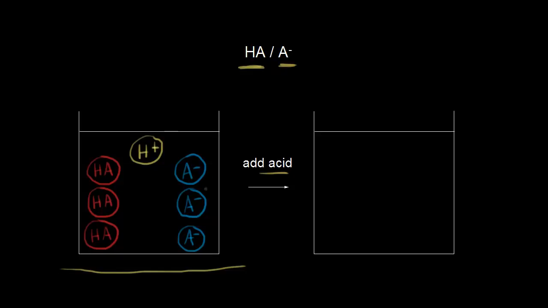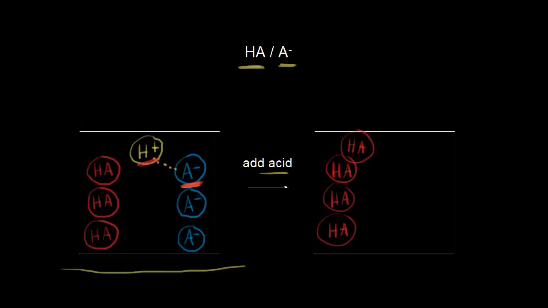But we do in our buffer solution, right? We have A-, we have our base. The base is going to pick up this proton, and H+ and A- are going to form HA. So we're going to make more of our weak acid here. So let's see, we started out with some weak acid. Let me go ahead and draw that in here. So some HA. And then we're going to make more because H+ and A- give us HA. So we're making more of our weak acid here.